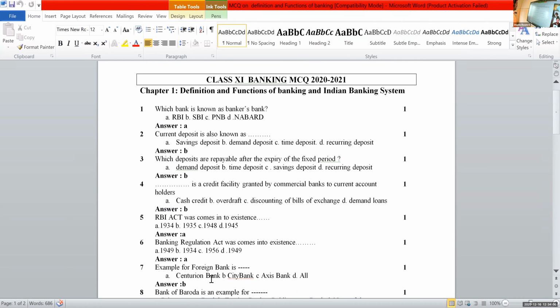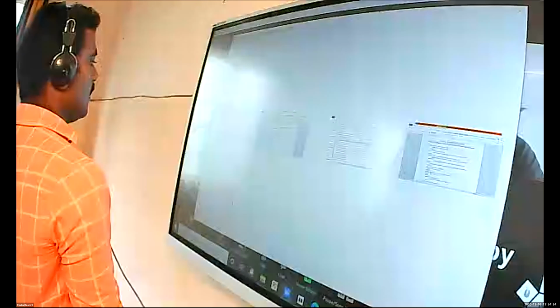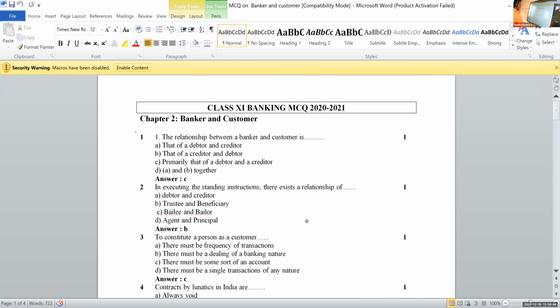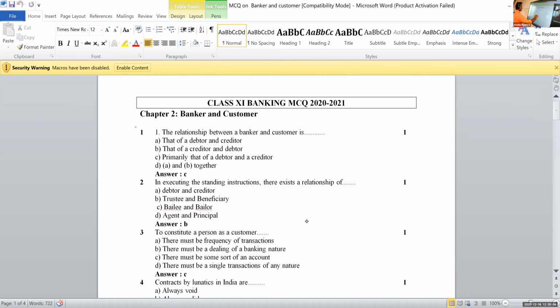So in this chapter we studied banks, functions of banks, banking systems in India, the central bank, and functions of the central bank. Next topic, the second chapter: banker and customer. In the first chapter we studied meaning, definitions, functions and types of banks, then the central bank. In the second chapter we study special relationship and general relationship between banker and customer.